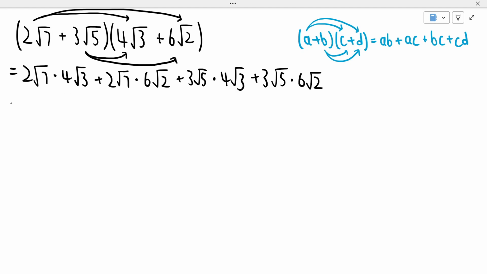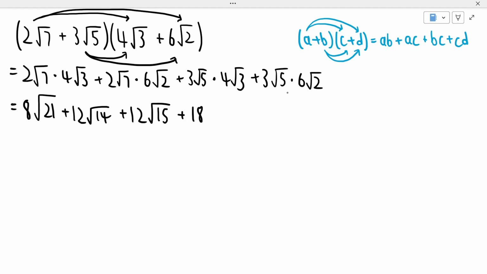So in the first term, 2 times 4 is equal to 8, and square root of 7 times the square root of 3 is equal to the square root of 21. In the second term, 2 times 6 is equal to 12, and square root of 7 times square root of 2 is equal to the square root of 14. In the third term, 3 times 4 is equal to 12, and square root of 5 times square root of 3 is equal to the square root of 15. And then our last term here, 3 times 6 is equal to 18, and square root of 5 times the square root of 2 is equal to the square root of 10.